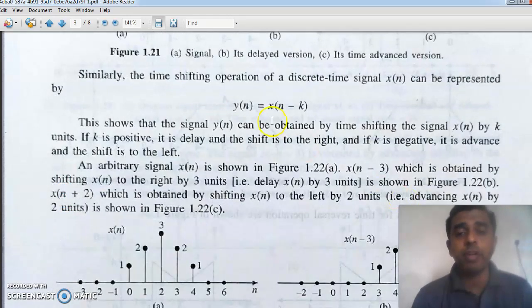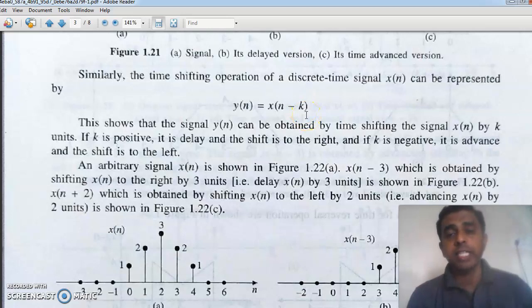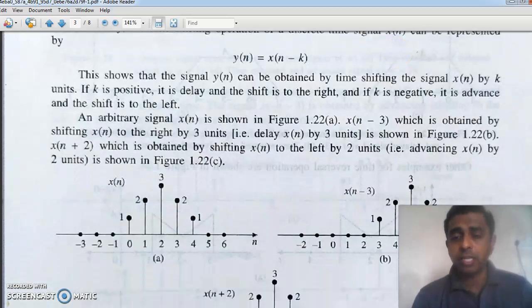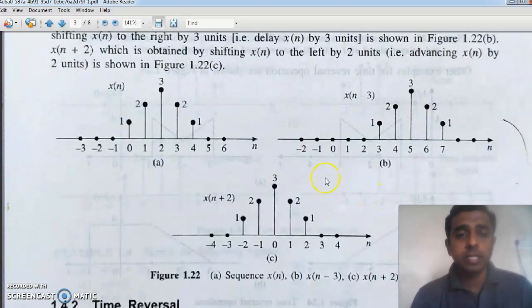If we have y of n is equal to x of n minus k, you are shifting the signal to the right by k units or k samples. If k is positive, you are shifting to the right, and if k is negative, then you are shifting to the left. Let me show you an example. This is my x of n. If I want to know x of n minus 3, I just need the starting point of my signal. That is n minus 3 is equal to 0, that is n is equal to 3. So the whole signal now starts at n is equal to 3 rather than n is equal to 0.